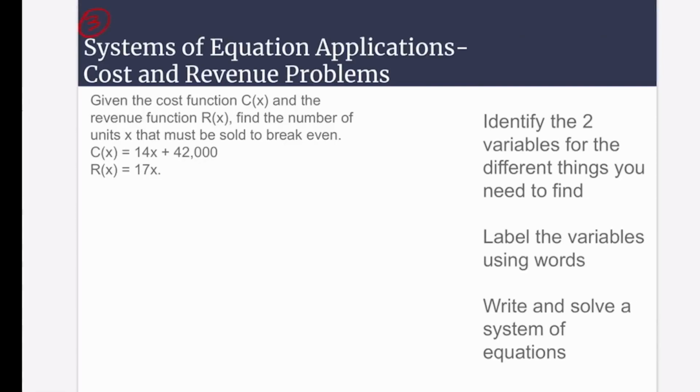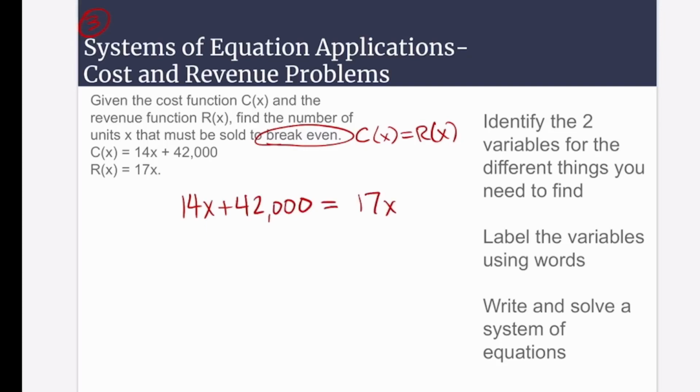So this is a cost and revenue problem. Given the cost function and the revenue function, find the number of units that can be sold to break even. This tells you everything that you need to know. If you're breaking even, that means your cost and your revenue have to be equal. So this is actually the easiest one because they tell you everything that you need. So we need to figure out when the cost of doing business is the same as the amount of money that you bring in.